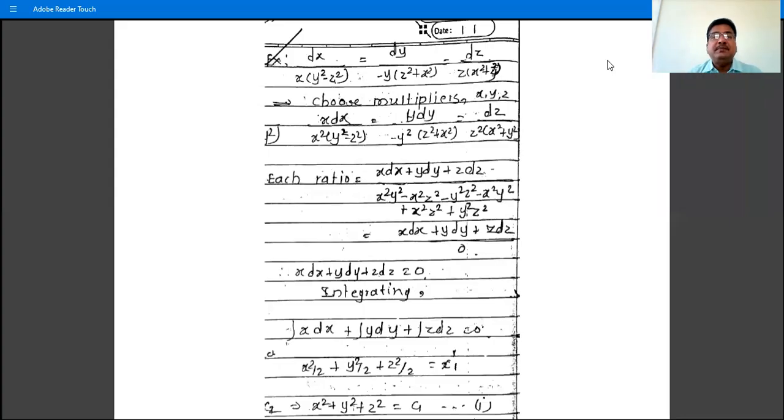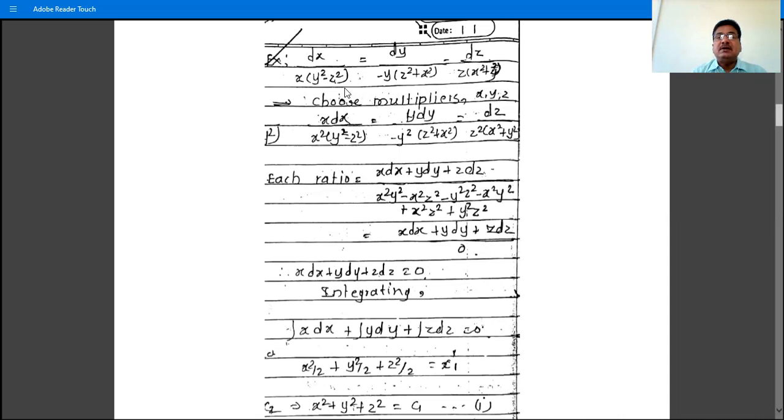Next example of the type dx by p, dy by q, dz by r. The example is: find the general solution, or solve the differential equation, dx divided by x in bracket y square minus z square, dy divided by minus y, z square plus x square, and dz divided by z in bracket x square plus y square.